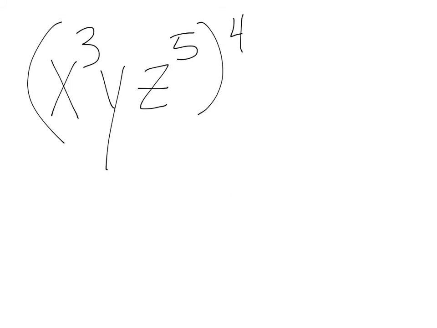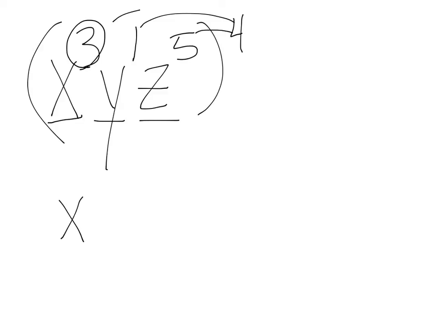Okay? Hey, how many bases are inside this set of parentheses? Well, an x, a y, and a z. What's the exponent on the x? Well, I hope you say 3. What's the exponent on the y? I hope you said 1. And of course, the exponent on the z is 5. And so we got to multiply every exponent in there by this 4. X to the 12th, y to the 4th, z to the 20th. Okay?